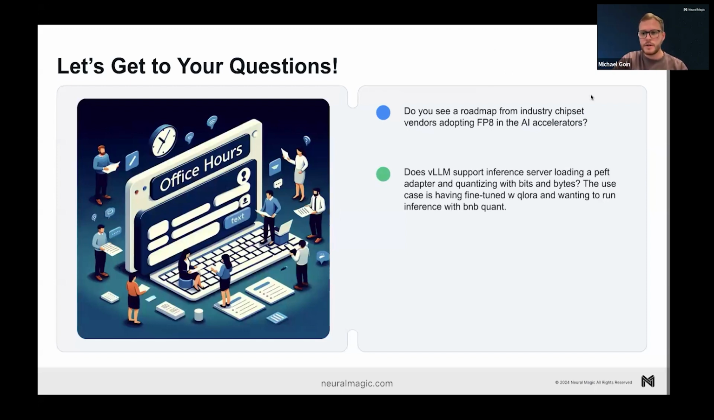Yeah, and then here's a question on loading a PEFT adapter and quantizing with bitsandbytes. You want to run with QLoRA and run inference with bitsandbytes quant. So we actually did start supporting bitsandbytes quantization of unquantized models last release. There are some open PRs on loading already bitsandbytes quantized models in vLLM.